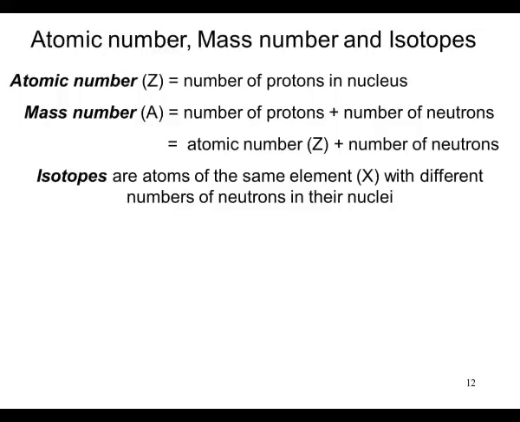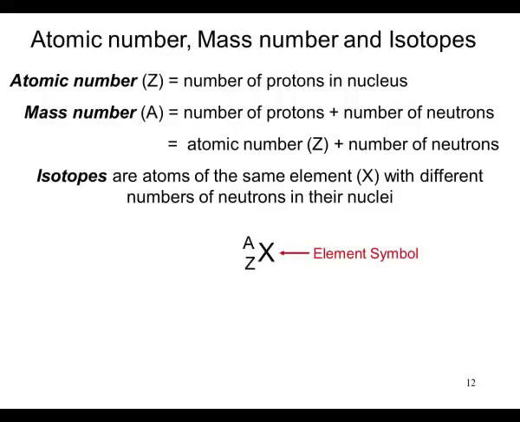Atomic number is given the symbol Z. It is the number of protons in the nucleus. The mass number is given the symbol A. It is the number of protons plus the number of neutrons in the nucleus. Isotopes are atoms of the same element with different numbers of neutrons in their nuclei.